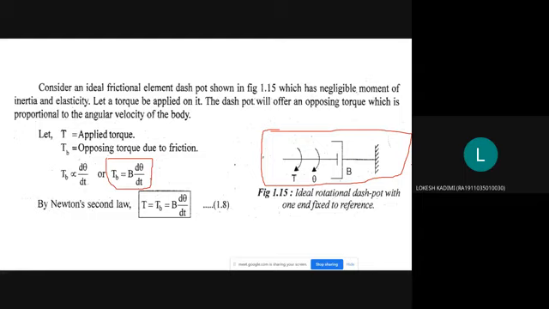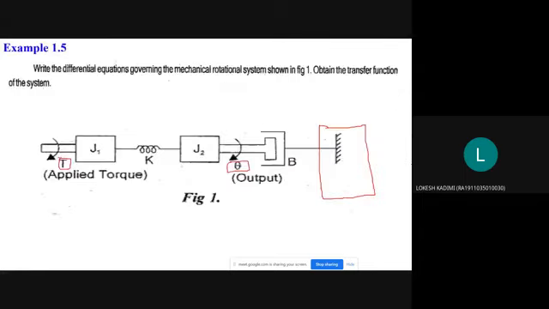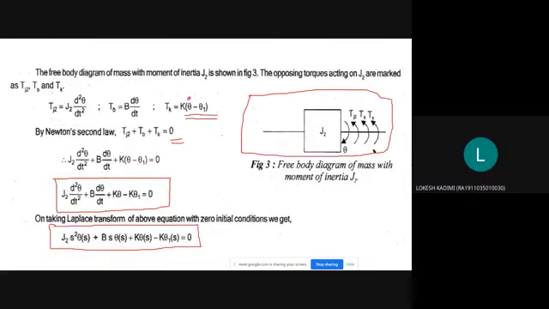No, sir, today's question, open once. In today's example, here a dashpot is there. Why are we not drawing the free body diagram of B also? We have considered B in the J2 free body diagram. Okay, sir.